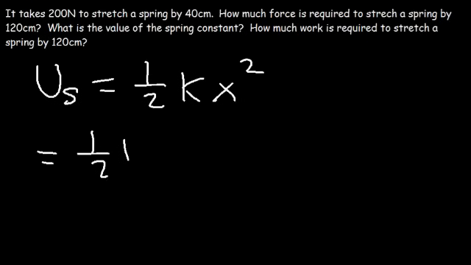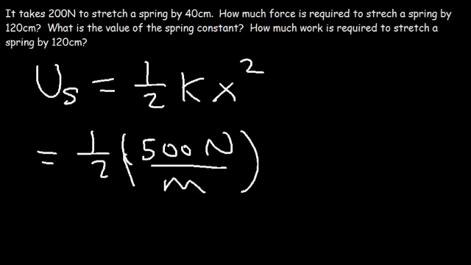So K, we know it's 500 newtons per meter. I'm going to write it like this. And X is going to be 120 centimeters, but we need to convert it to meters, so let's divide it by 100, which is 1.2 meters squared.